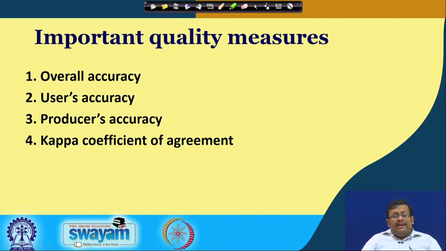Important quality measures are overall accuracy, user's accuracy, producer's accuracy, and the kappa coefficient. Let us wrap up here, and in the next lecture we will discuss these different accuracy measures and different types of categorical models which you use for digital soil mapping.